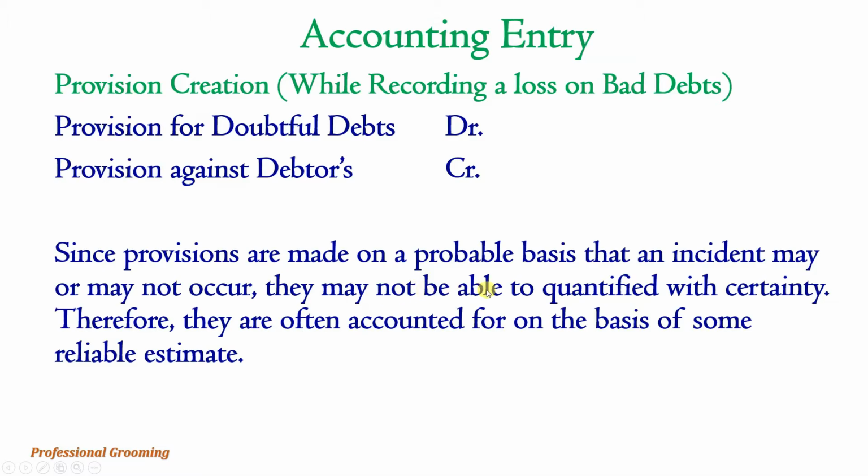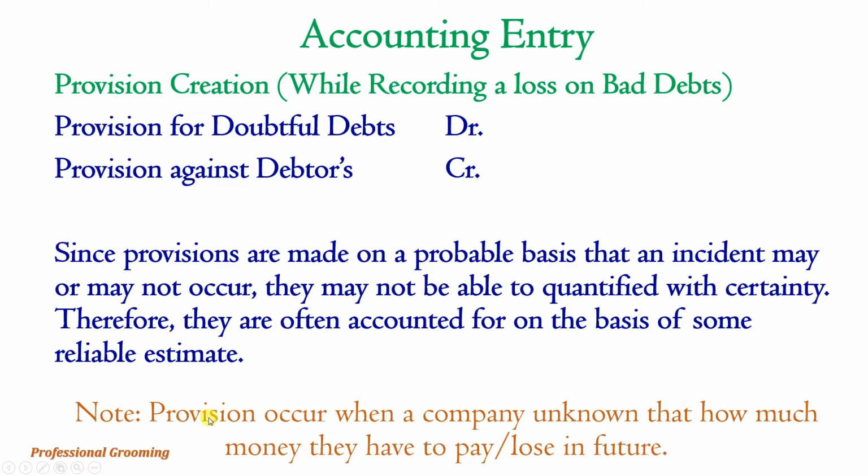Since provisions are made on a probable basis, where an incident may or may not occur, they may not be able to be quantified with certainty. Therefore, they are often accounted for on the basis of some reliable estimate. So this provision we have created as an estimation. We are not sure that this provision will be exactly the same amount or not. Note, provision occurs when a company does not know how much money they have to pay or lose in future. So this is the estimated value we are making as provision.